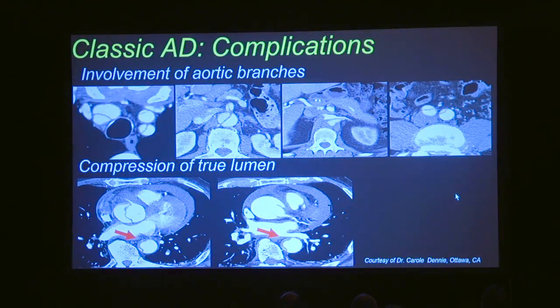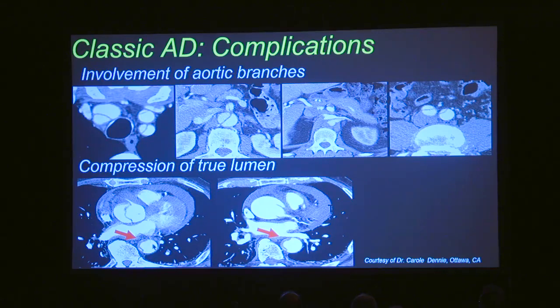Important to comment on involvement of branches, as the dissection flap may extend into the branches. There's involvement of the great vessels or the aortic branches, involvement of the SMA in this case, involvement of the left renal artery in this case, which typically arises from the false lumen, and also involvement of the iliac vessels, which would be important if this patient is considered for endovascular repair.